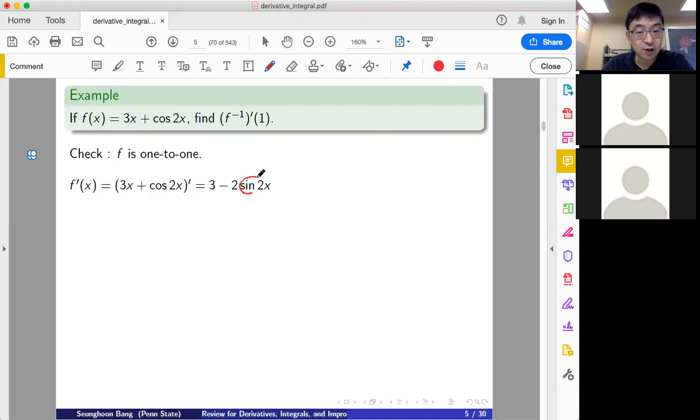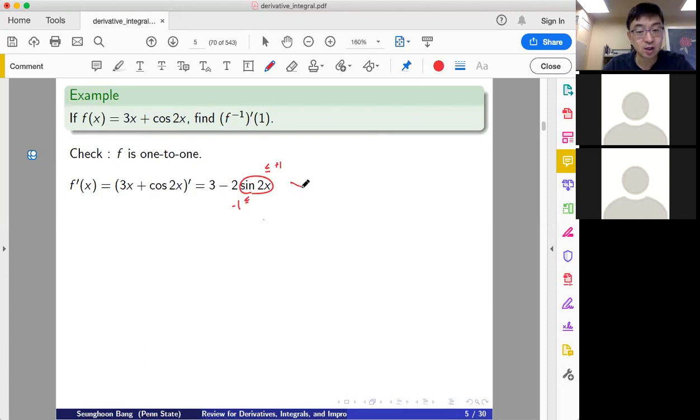This sine function is always between negative 1 and positive 1. You can plug a negative number into here: minus 2 times minus 1 plus 3 is 5. So what's the maximum value? You can plug a maximum value into sine 2x. Then negative 2 times 1 is negative 2, and 3 minus 2 is positive 1.